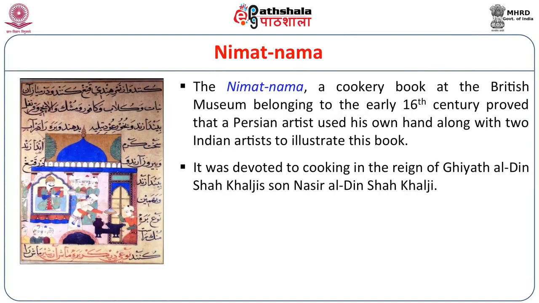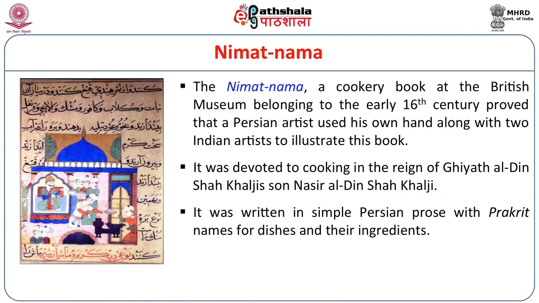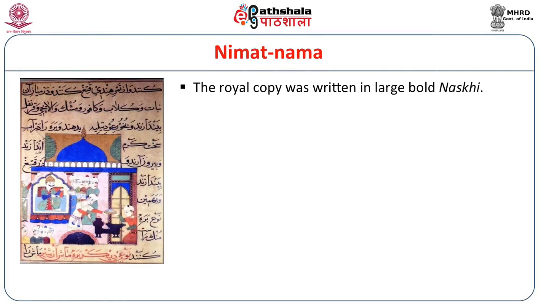It was devoted to cooking in the reign of Ghiyath al-Din Khalji's son Nasir al-Din Shah Khalji. It was written in simple Persian prose with Prakrit names for dishes and their ingredients. Now, this can be called the first cookery book of medieval India. The royal copy was written in large, bold naskh.